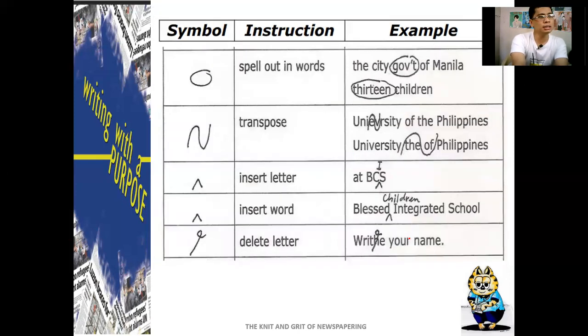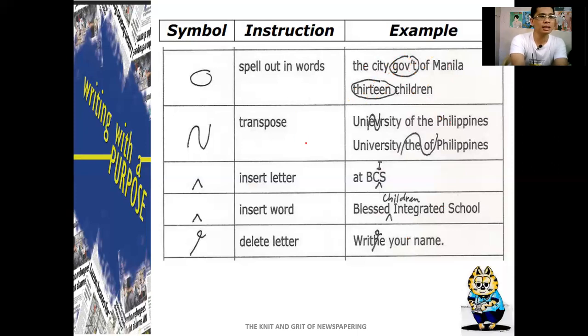We are also using the same symbol when we want to spell out the words. Let's say, for example, we don't want the abbreviated form "govt." We want it spelled out, so just encircle it. And the 13 should be a figure, so we encircle it just to give a signal, or just to give the idea to the person who will be viewing this work, that it should be the number 13, not the word.